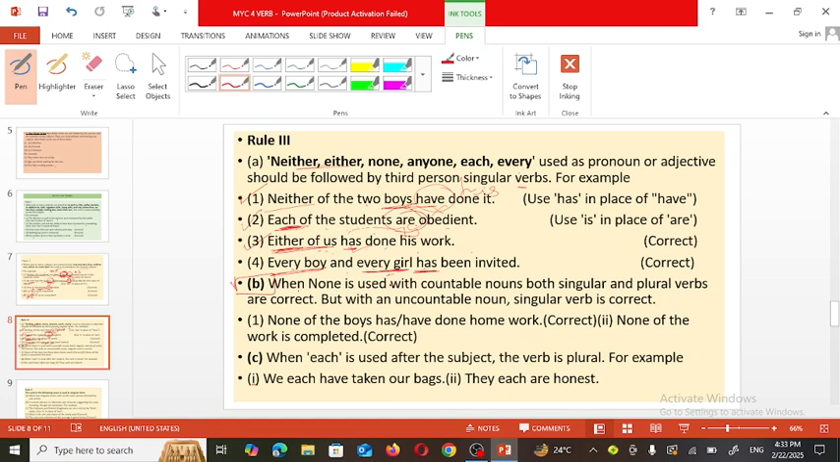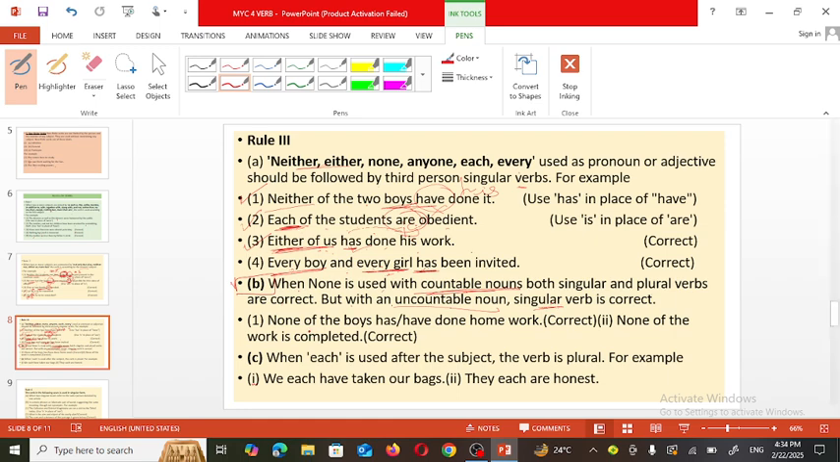When none is used with countable nouns. What do we mean by countable nouns and uncountable nouns? Friend, boy, girl, they are countable. But when we are talking about tea, sugar, they are uncountable nouns. Now see, when none is used with a countable noun, both singular and plural verbs are correct. But with an uncountable noun, a singular verb is correct.